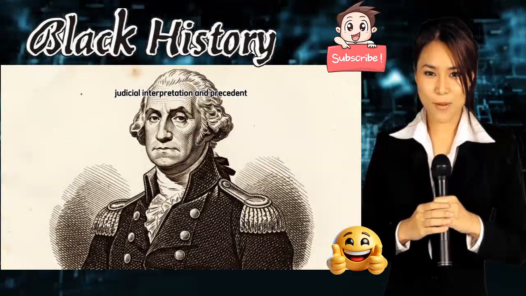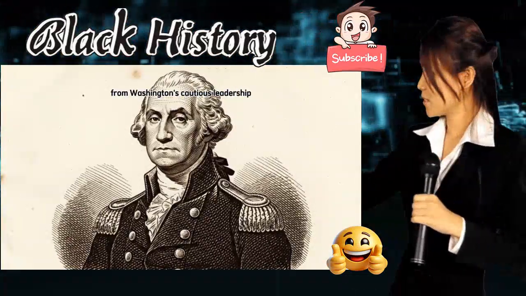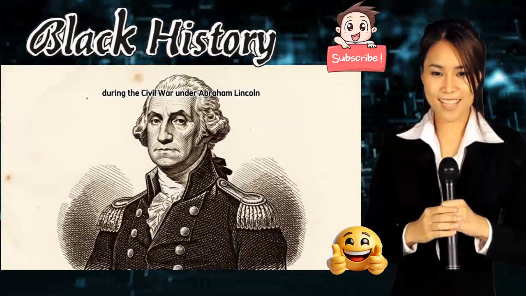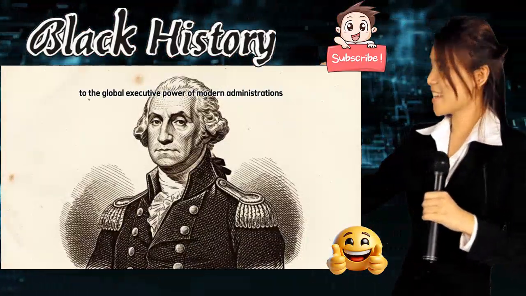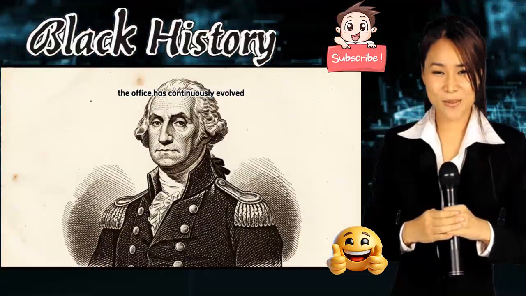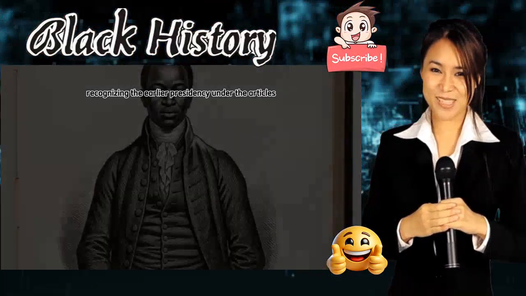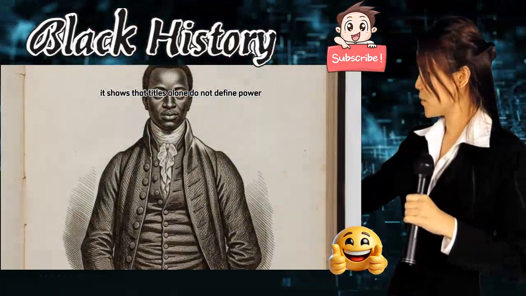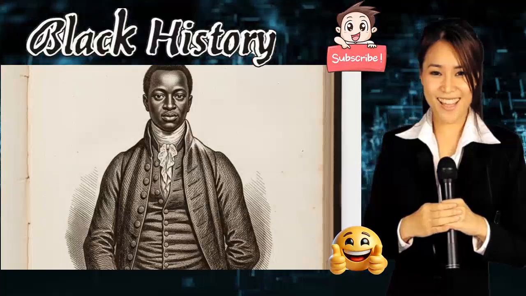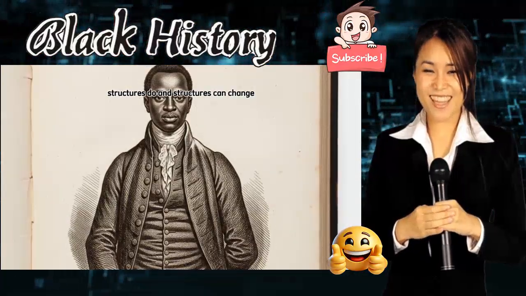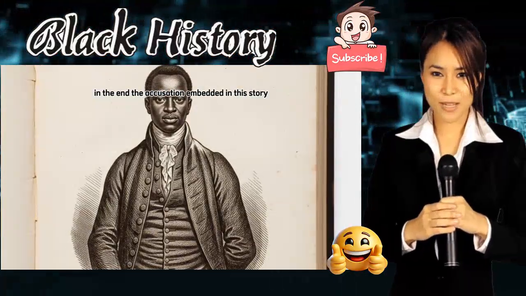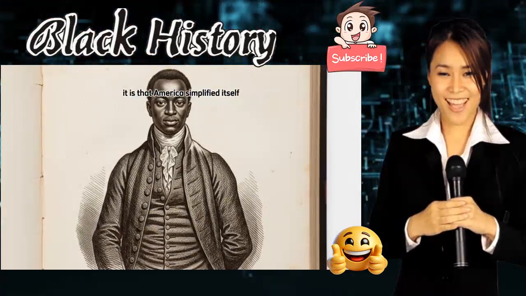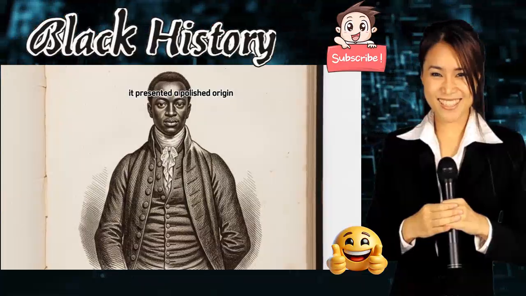The presidency Americans know today is not static. It has expanded dramatically since 1789. Executive power has grown through war, legislation, judicial interpretation, and precedent. From Washington's cautious leadership to the sweeping authority exercised during the Civil War under Abraham Lincoln, to the global executive power of modern administrations, the office has continuously evolved. Recognizing the earlier presidency under the Articles reveals that evolution in its earliest stage. It shows that titles alone do not define power. Structures do. And structures can change.